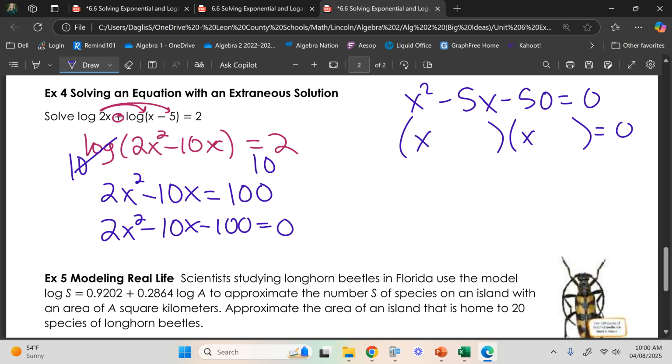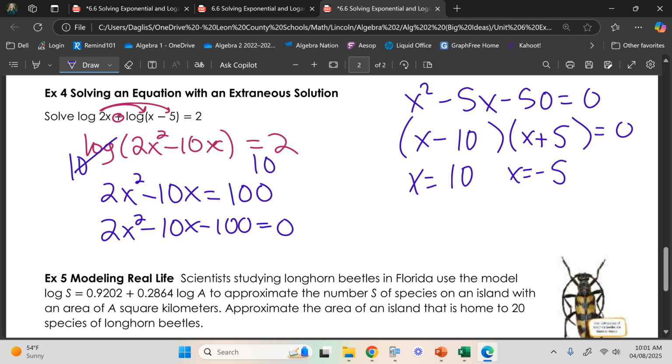Basic factoring here. It multiplies to give me negative 50, so I know it has to be a positive and a negative. That's how I know my signs already. But they also have to add to give me negative 5. Negative 10, positive 5. I agree. Which gives me x equals positive 10 and x equals negative 5.